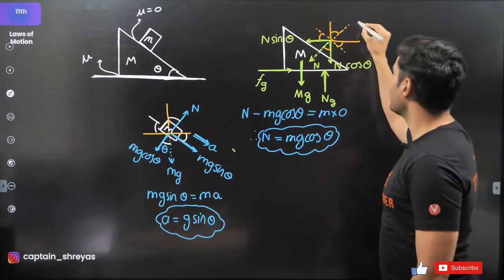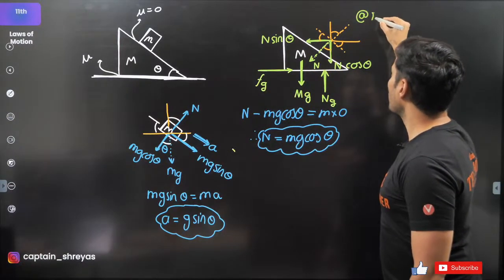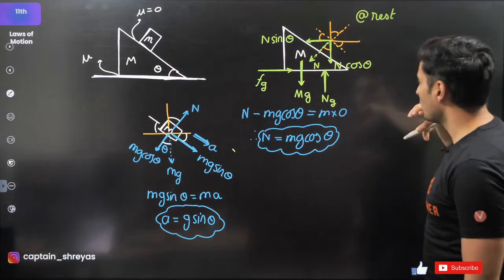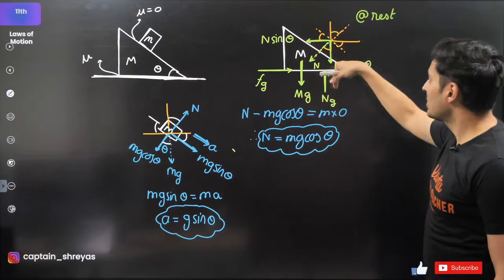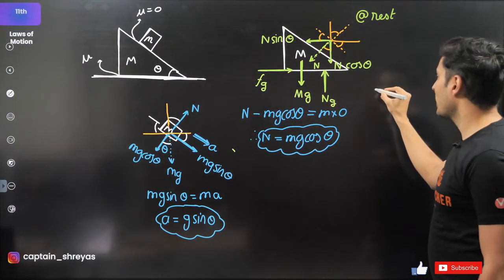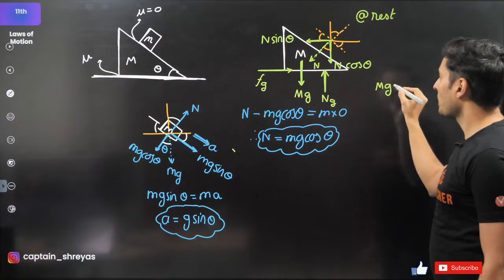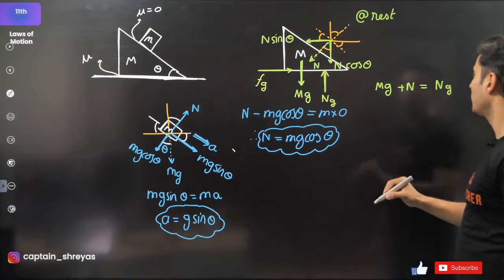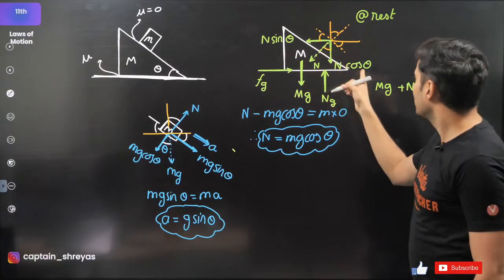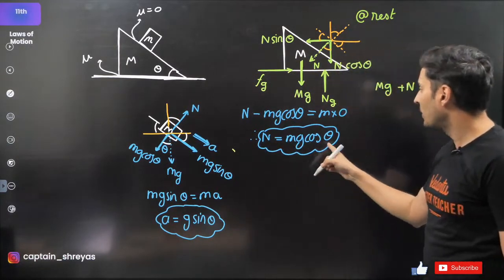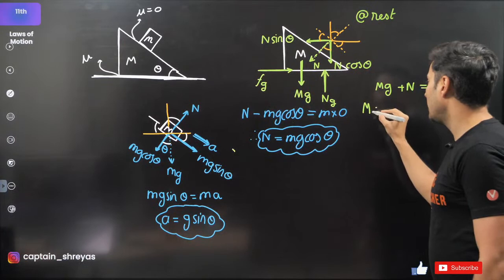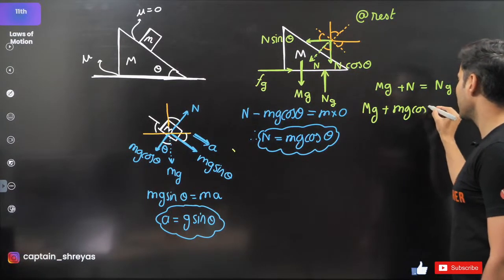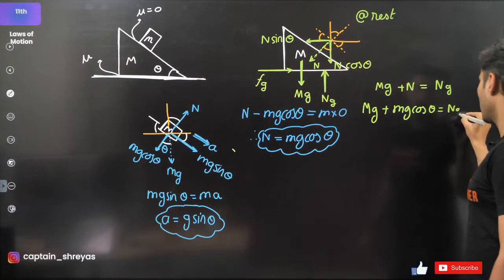Okay, this mass obviously is at rest. This whole thing is at rest. It is not moving left or right. So in the vertical direction, if you see, Mg is down. This normal is also down. So you can say capital Mg plus this normal is equal to normal from the ground. This normal is nothing but mg cos theta. So capital Mg plus small mg cos theta is the normal from the ground.